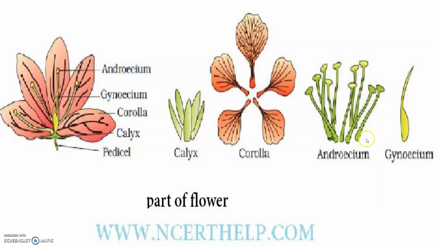Stamens of the flowers may be united with the petals or among themselves. When stamens are attached to the petals, they are called epipetalous, as in brinjal, or epiphyllous when they are attached to the perianth, as in the flowers of lily.